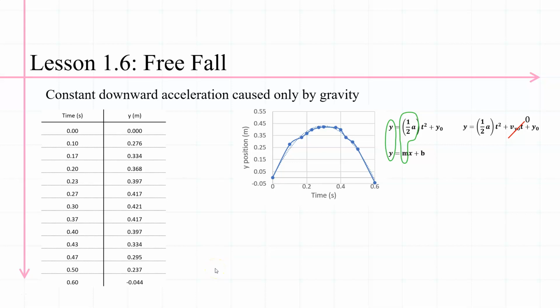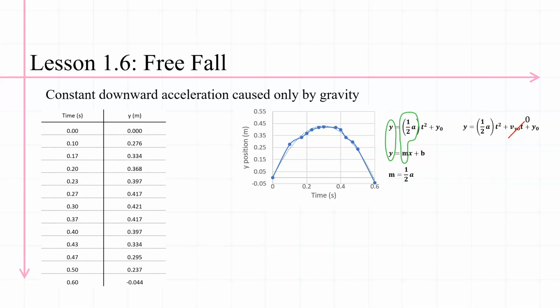I'm just going to note it down below because it'll be important to remember this later, but the slope in this case is 1/2 a. So if I do a linear fit and I get a slope value from my linear fit, I need to remember that that slope value is 1/2 of the acceleration. And to figure out the acceleration, I'm going to need to do just a little bit of algebra to find out what that value is.